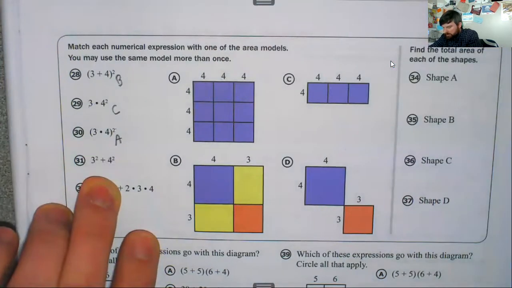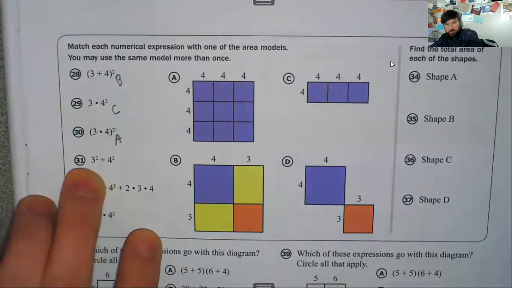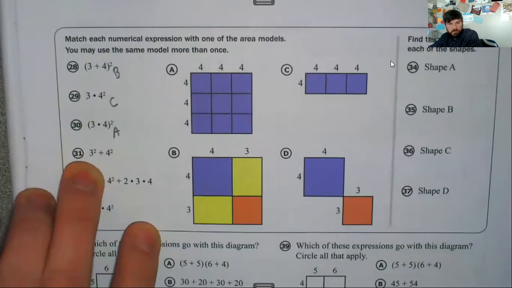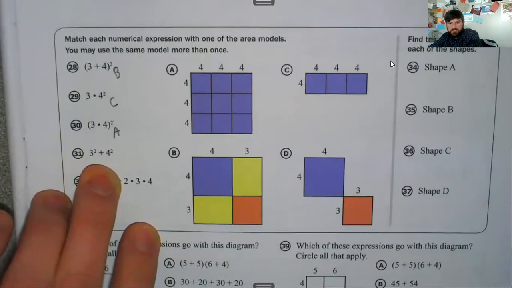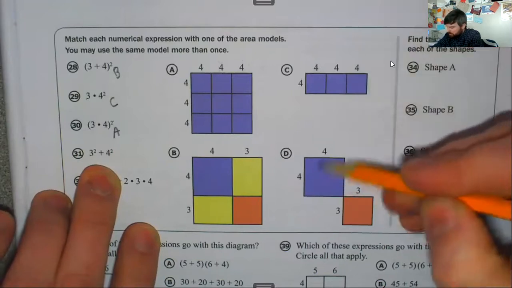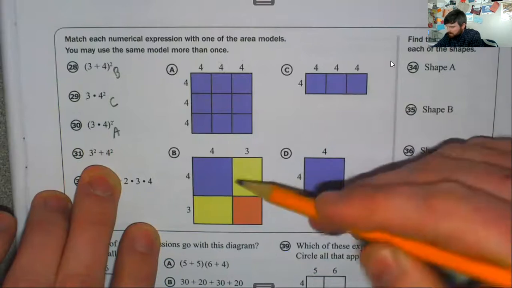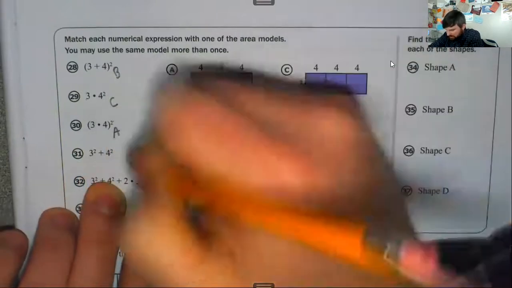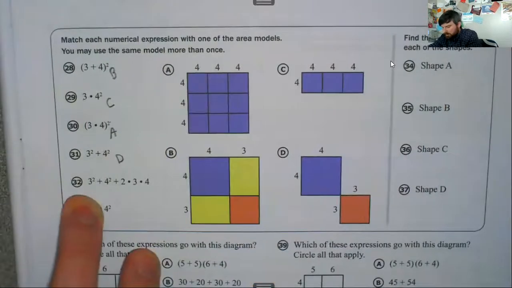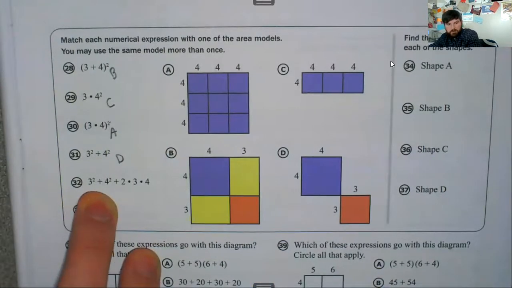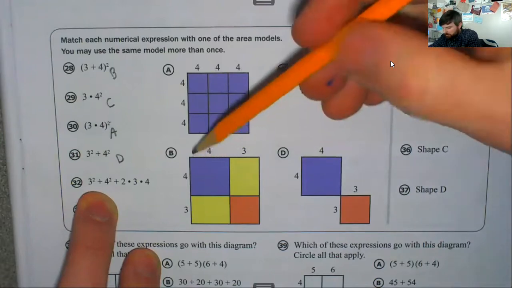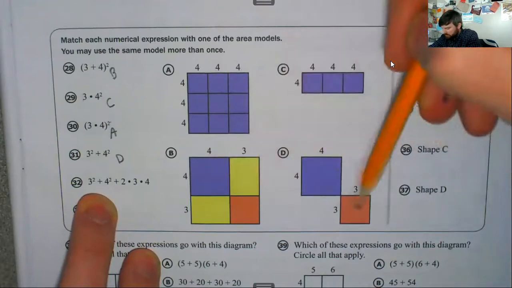Here you have 3 squared plus 4 squared. So you have a 3 by 3 and a 4 by 4, and you're just adding those two things together. So here you got a 4 square and a 3 square, and you don't have anything else. Here you have other things. So this is D. 3 squared plus 4 squared. Okay, so here's a 3 squared and a 4 squared.